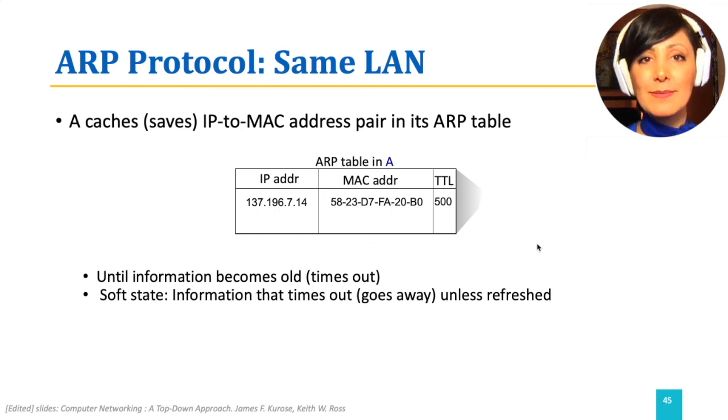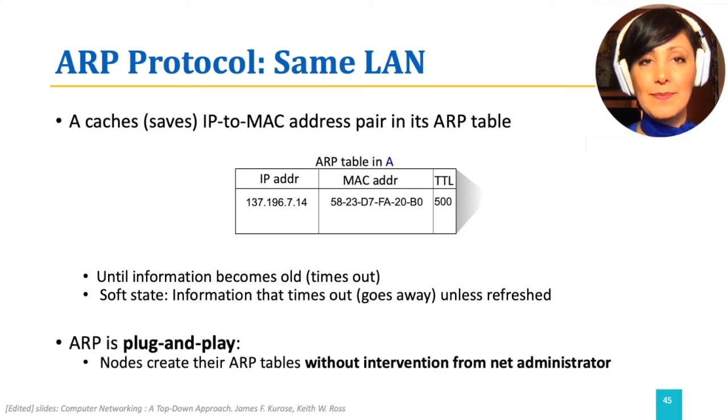ARP is plug and play. This means that nodes create their ARP tables without intervention from the network administrator. They instead build their own tables using ARP requests when they require the addresses.